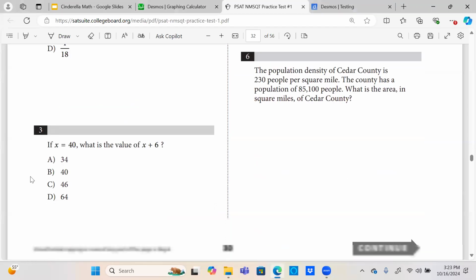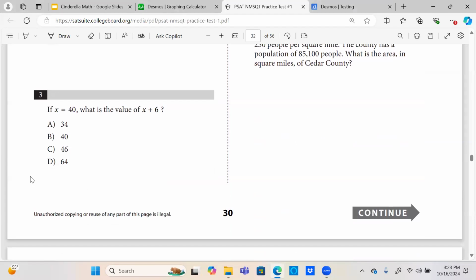Number 3. If x is 40, what is the value of x plus 6? So also just direct substitution. If x equals 40, take that 40, put it right there. 40 plus 6 is 46.